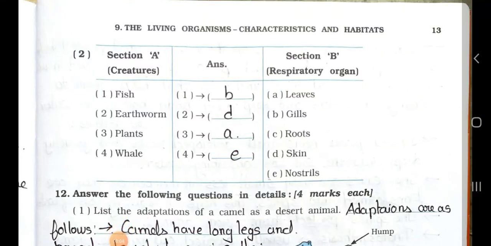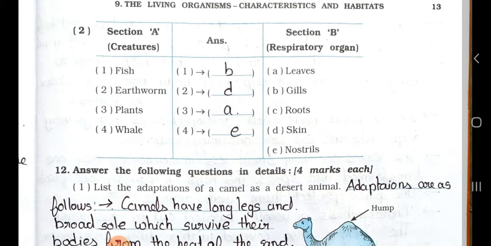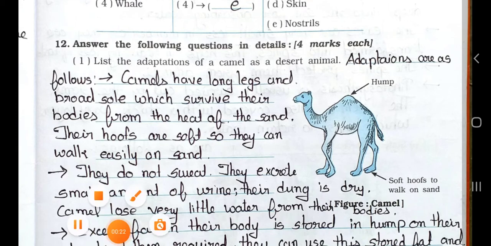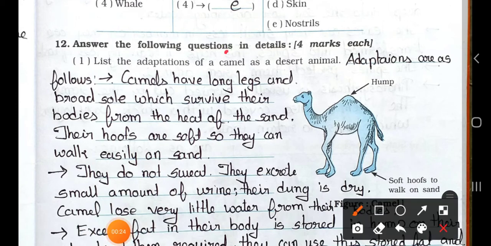Today we'll see Standard 6 Subject Science. In that, chapter number 9, the living organisms, characteristics and habitats. In the first three videos, we have seen up to Main 11. Today we'll see from Main 12. Answer the following questions in detail.